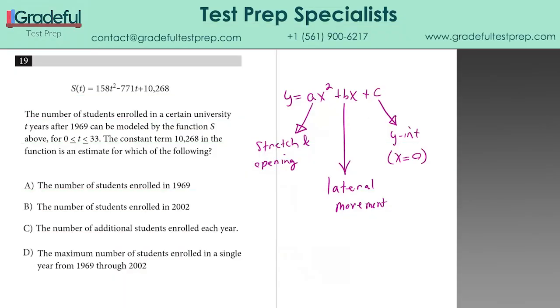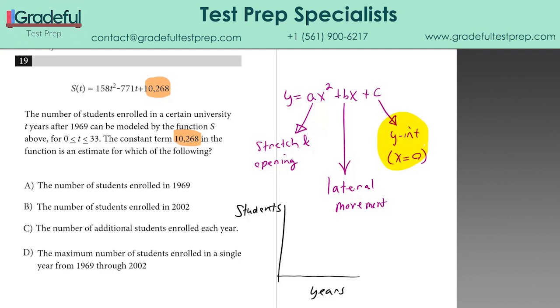And let's apply that to this question. Here we're being asked, what is sort of the meaning of the 10,268? That's right here. According to our definition, that is the y-intercept. Now, what does that mean for us? This is a graph that we're told is representing the number of students. So in the y position is the number of students, and it's based on the t, which is the number of years. So we're talking about students per year.